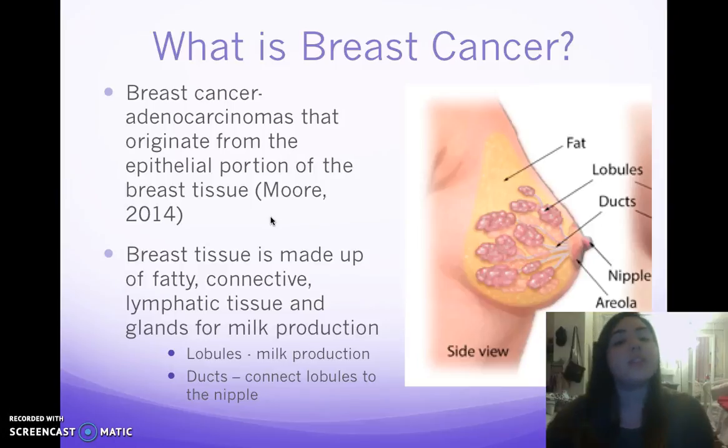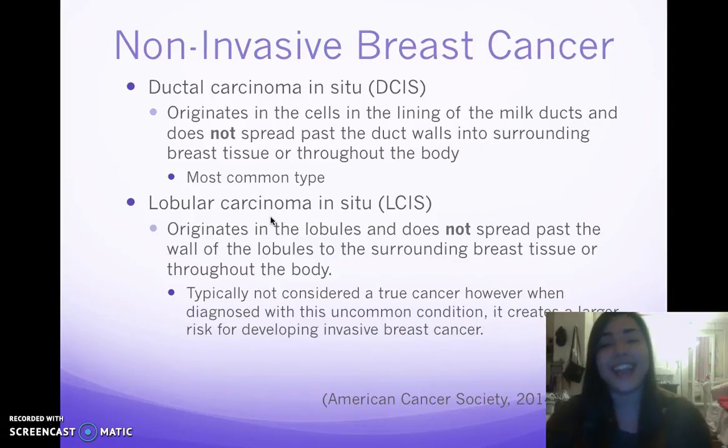So breast cancer specifically is a group of adenocarcinomas that have originated in the epithelial part of the breast tissue. And breast tissue is made up of fatty, connective, and lymphatic tissues and glands for milk production. So there's lobules, which produce the milk, and then the ducts, which connect the lobules to the nipple, which brings it out for when you need it.